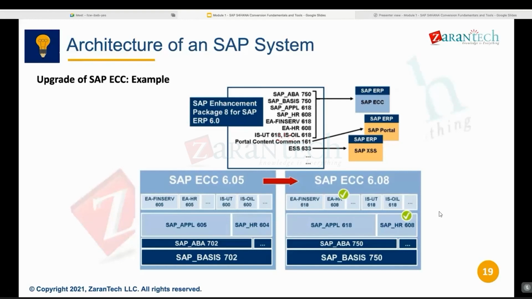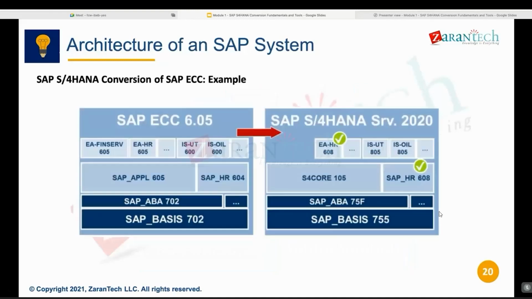Now, upgrade of ECC, an example I'm just trying to show. Here we have SAP ECC 6 EHP 5 and ECC 6 EHP 8, so EHP 5 to EHP 8 we are upgrading. You can see EA-HR and EF in service have gone to 8 at the end, meaning EHP 8. The main components to check are SAP APPL and the SAP HR component. You can see clearly, the tick mark means it's just a simple upgrade. No conversion, nothing is involved, just to give you background.